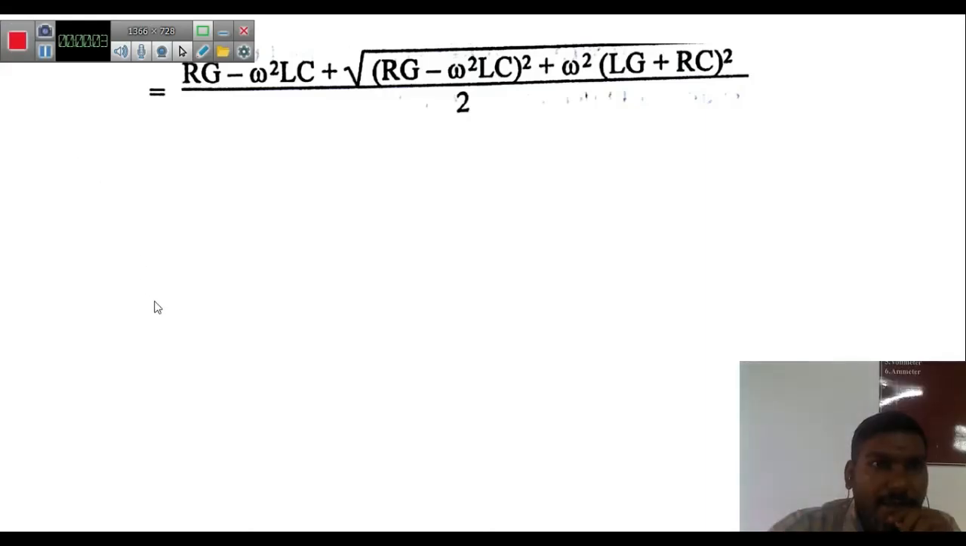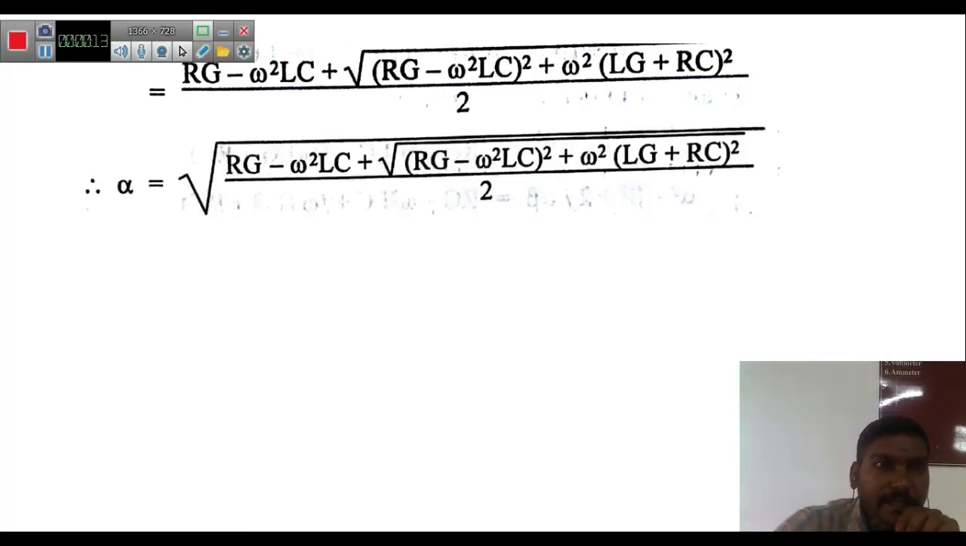We can write alpha square is equal to Rg minus omega square Lc plus root of (Rg minus omega square Lc) whole square plus omega square into (Lg plus Rc) whole square, by 2. And on the left hand side we have alpha square. If you want alpha, take the square root value. We can write alpha equal to the square root of Rg minus omega square Lc plus root of (Rg minus omega square Lc) whole square plus omega square (Lg plus Rc) whole square, by 2.